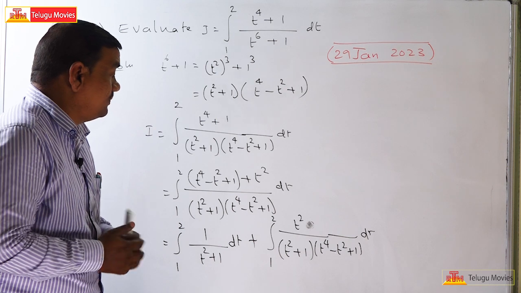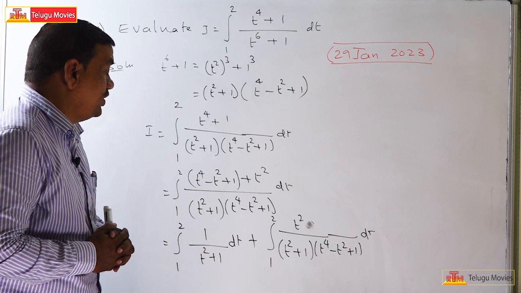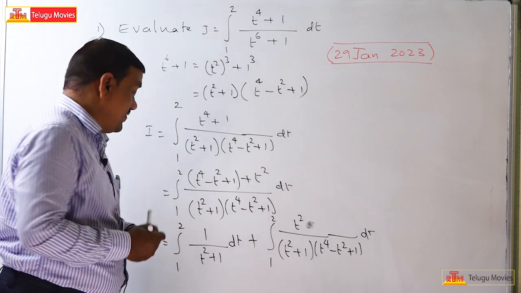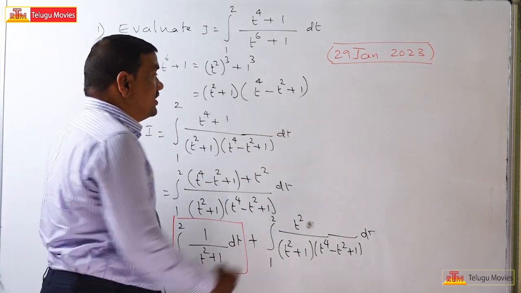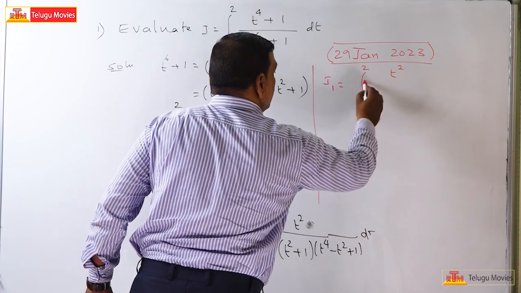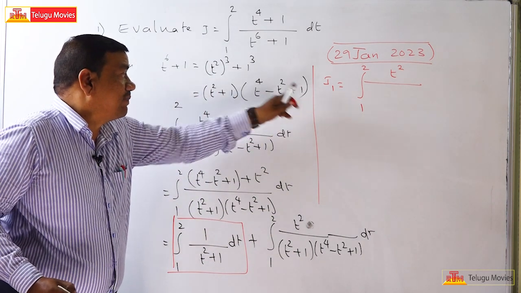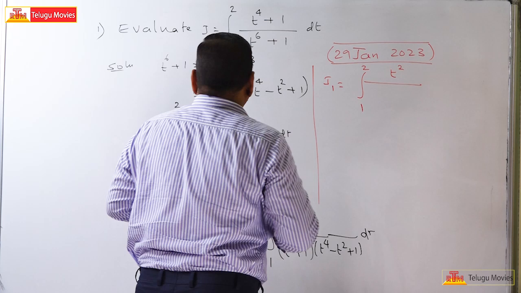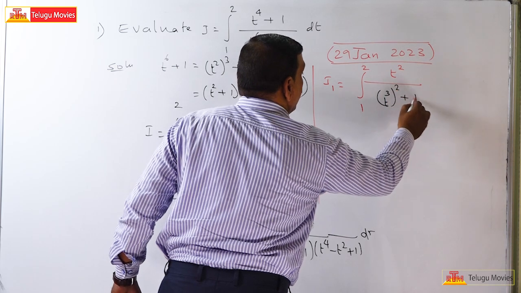Now what about the integral from 1 to 2 of t square by (t square plus 1) into (t to the power of 4 minus t square plus 1)? So let us see here. Here only we have to think. Forget about the other for the time being and concentrate on this. Let us call it I1. Integral 1 to 2, t square by... see here, (t square plus 1) into (t to the power of 4 minus t square plus 1) is nothing but t power 6 plus 1. That means (t cube) whole square plus 1, dt.